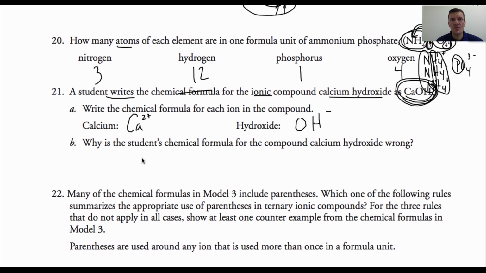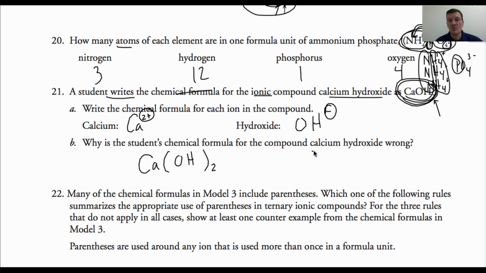Because the proper formula should be 1 calcium with a 2 plus is going to combine with 2 hydroxides. Each has a -1. So I need to show that all of the hydroxide, the entire group, is going to be doubled. Not just the H. This H right here has a 2 subscript. That tells me that just the H is doubled, not the oxygen.